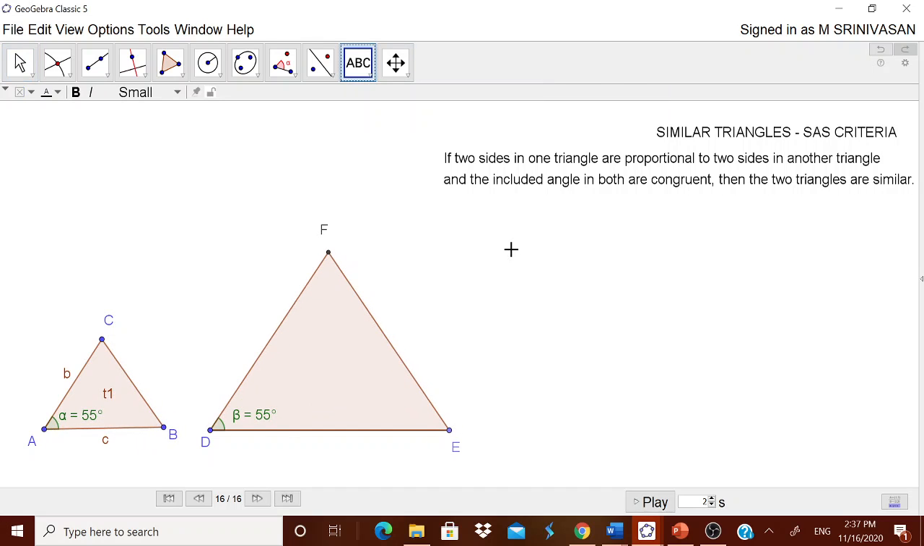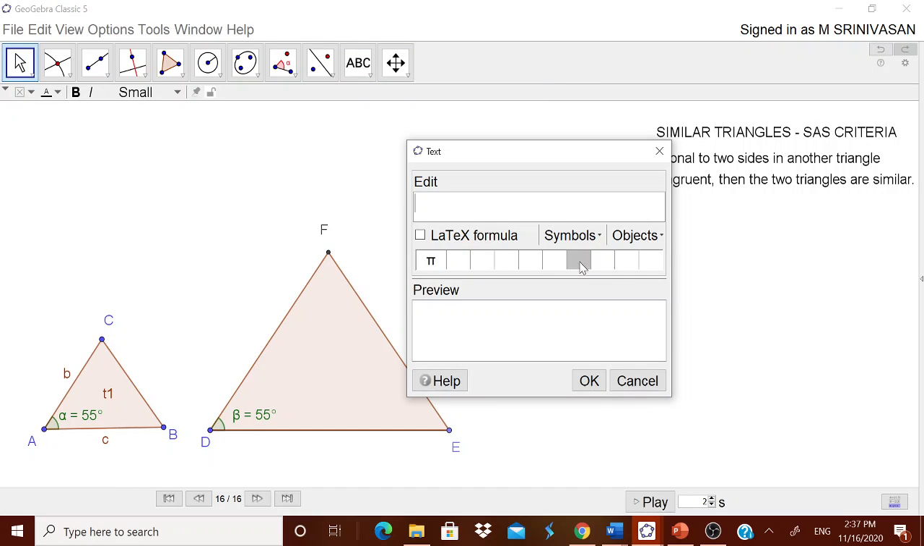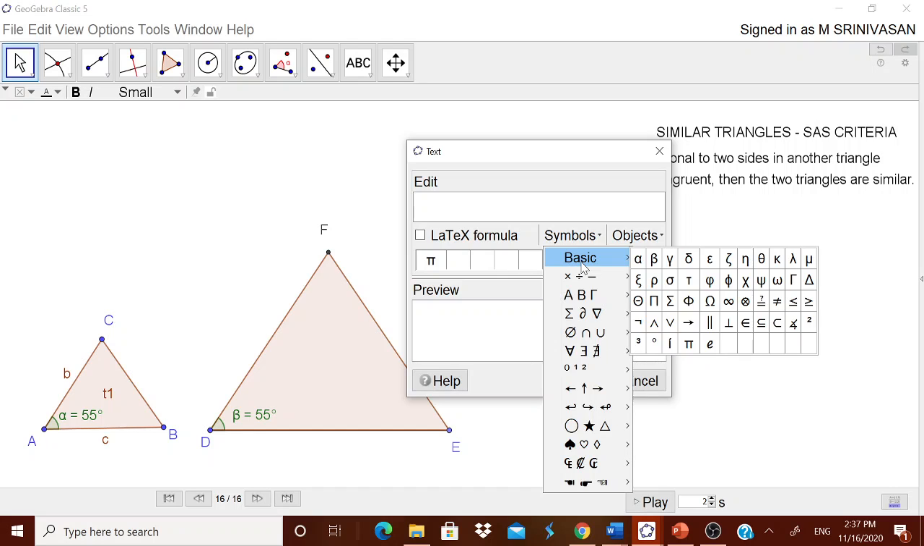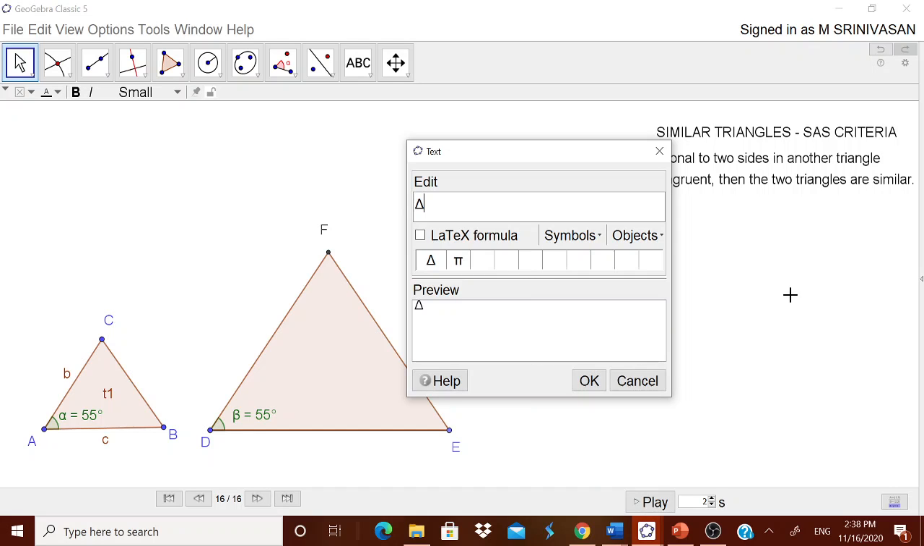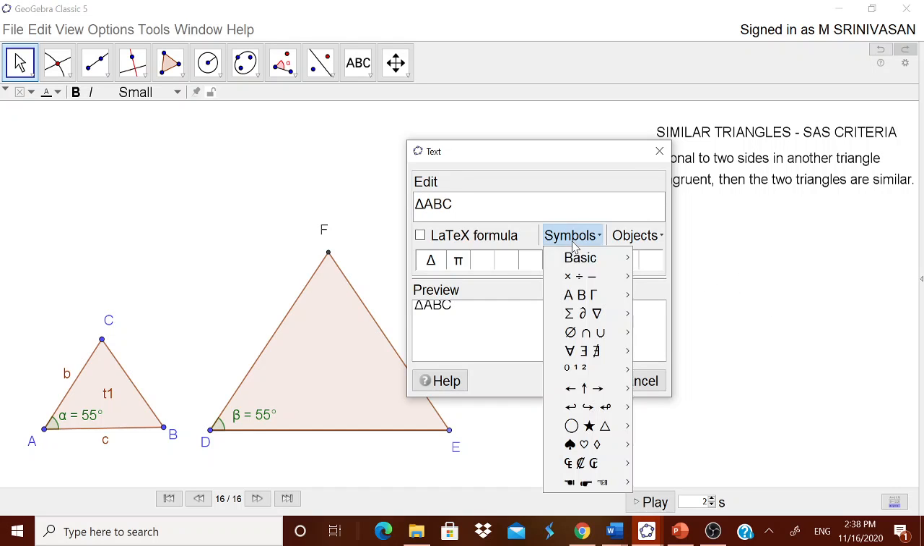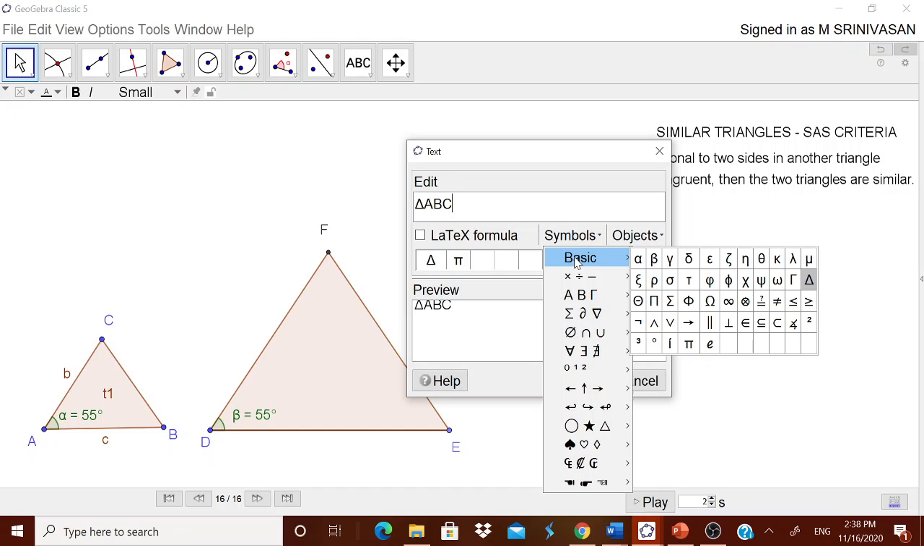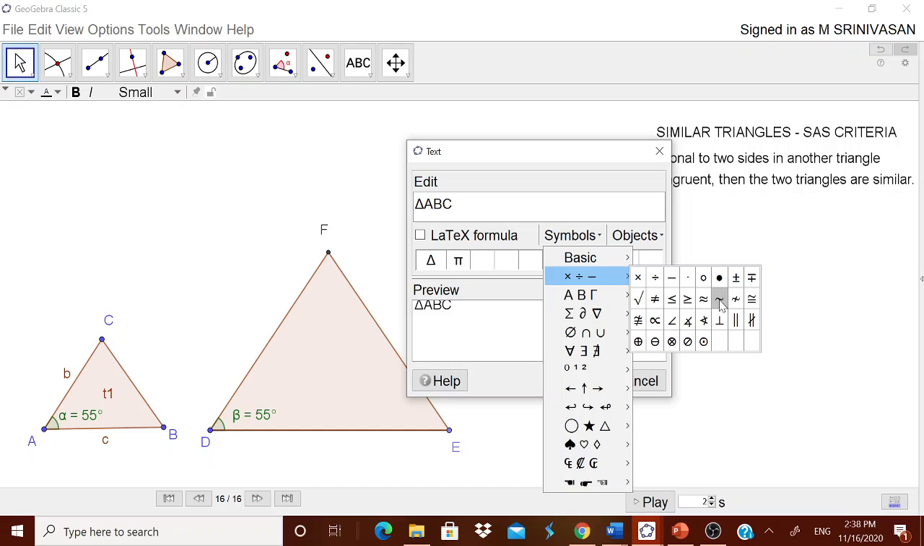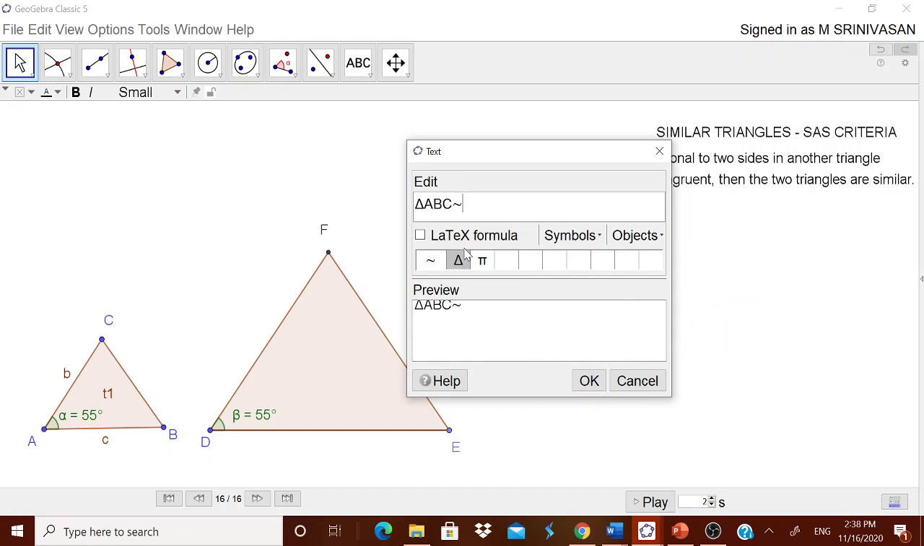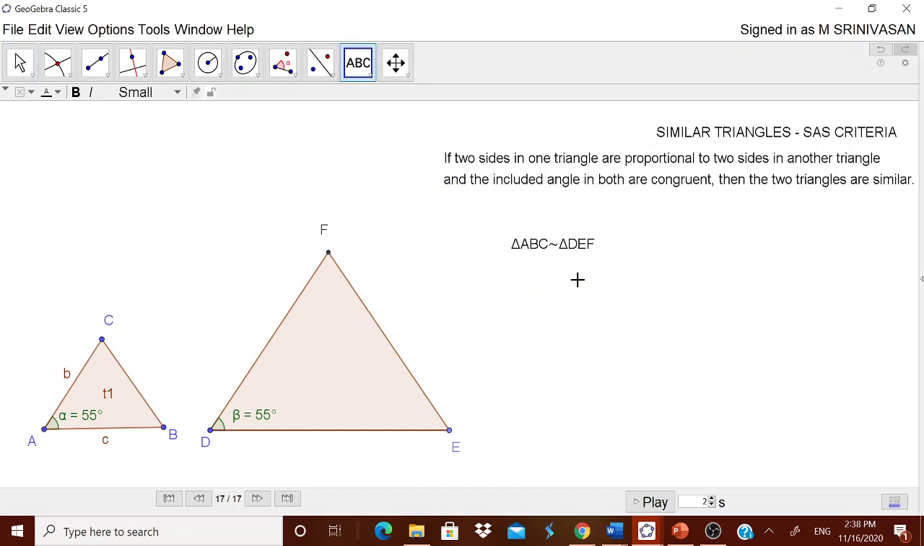How to show it? Or you can write it here from the symbols. You can have the symbol for a triangle. The triangle symbol is over here. So for triangle ABC, capital ABC. Now in the symbol, you select whether that similar symbol is there. The similar symbol will be over here. This is the similar symbol. Okay, similar to triangle DEF. Okay, now how do you claim that these two are similar? Now we have to go for the corresponding parts of the similar triangles.